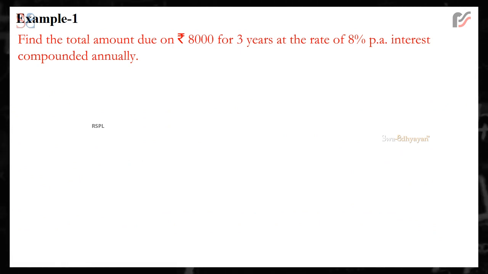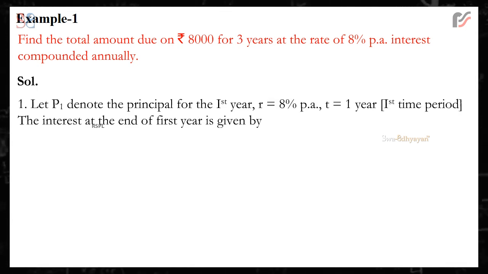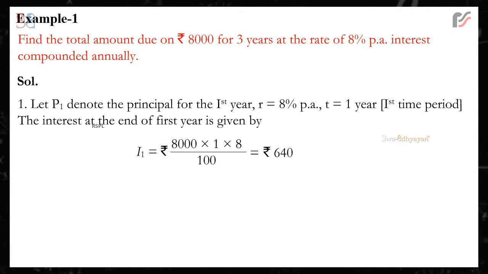Example 1. Find the total amount due on Rs 8,000 for 3 years at the rate of 8% per annum interest compounded annually. Solution. 1. Let P1 denote the principal for the first year. R = 8% per annum. T = 1 year. First time period. The interest at the end of the first year is given by I1 = Rs 8,000 × 1 × 8 / 100 = Rs 640.